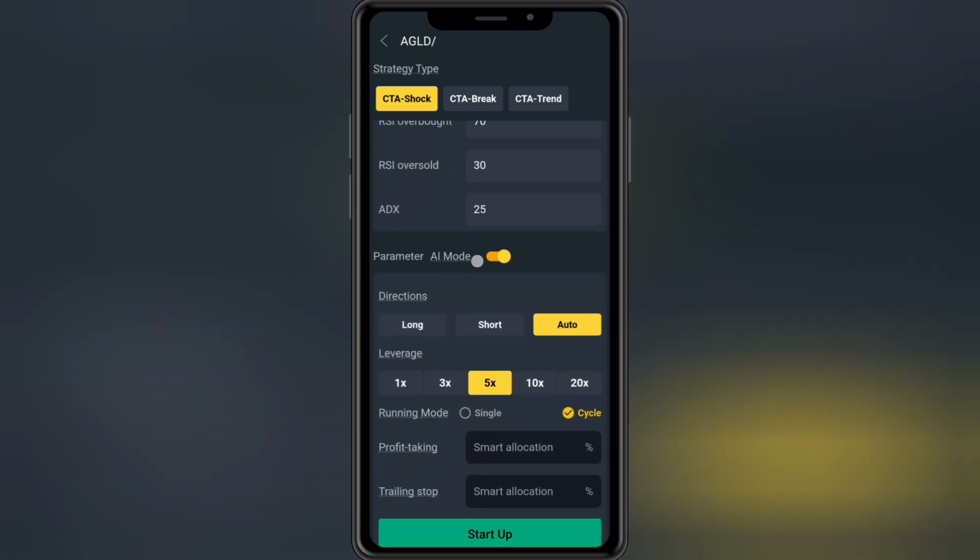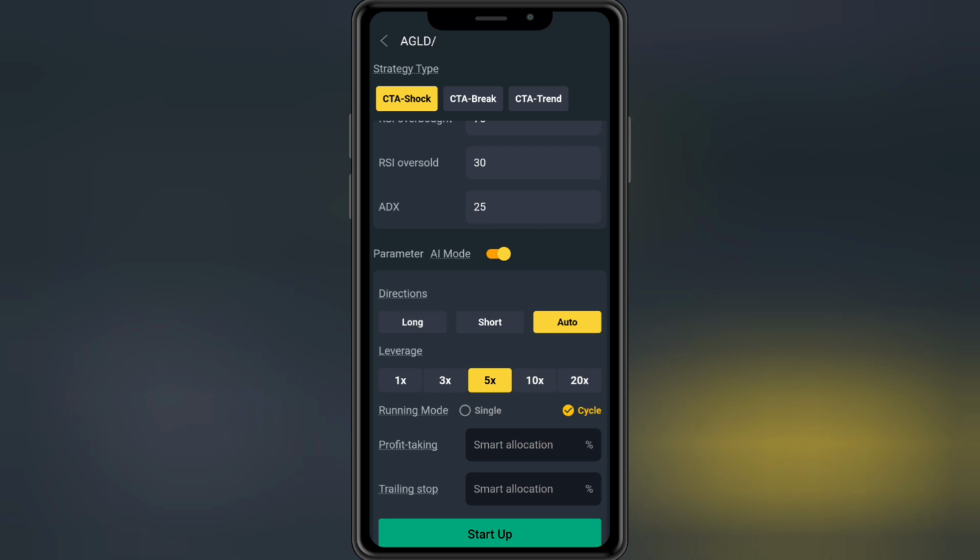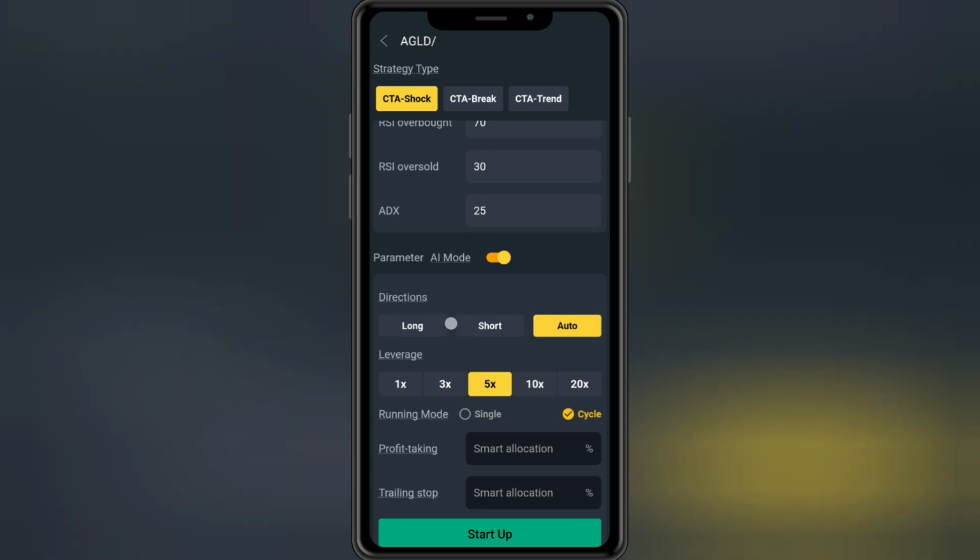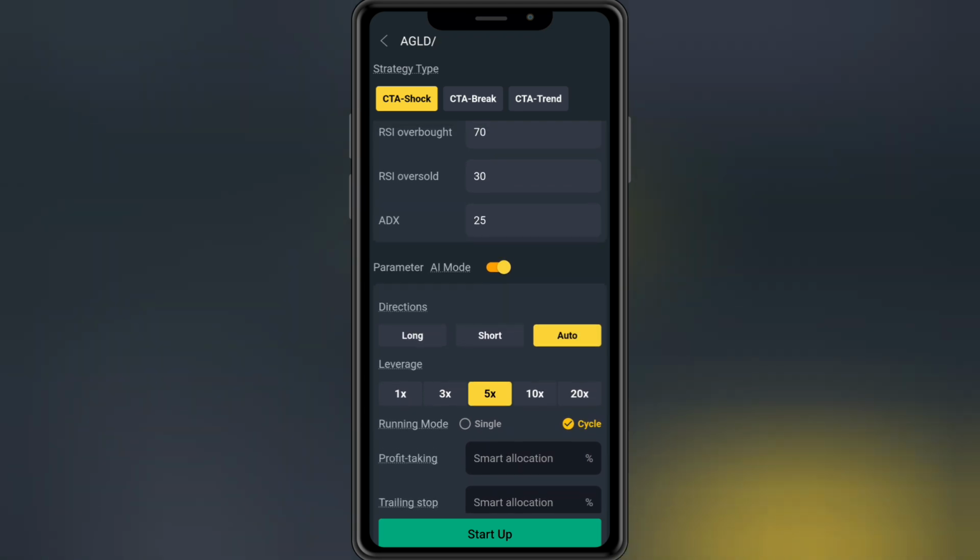Now if I put it like this, the other thing is here I am going to leave it the way it is. The direction I'm going to leave it the way it is, so that the AI will see whether this coin is good to buy long, or good to buy short, and it buys for you automatically. Then now I will come to leverage.